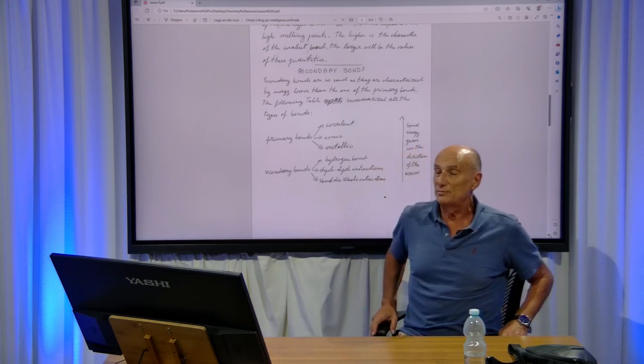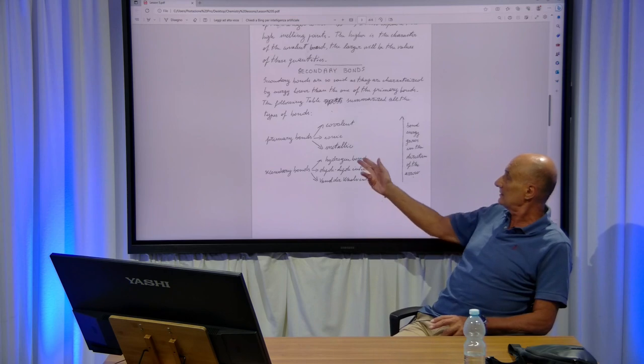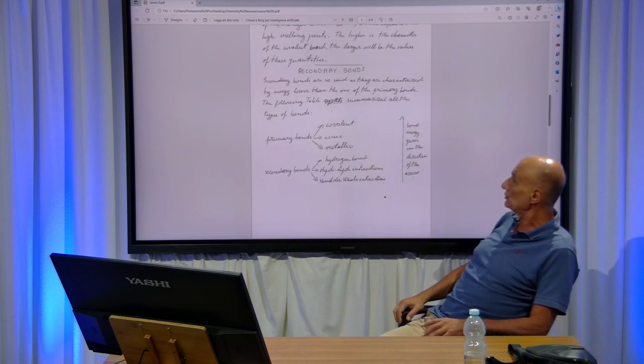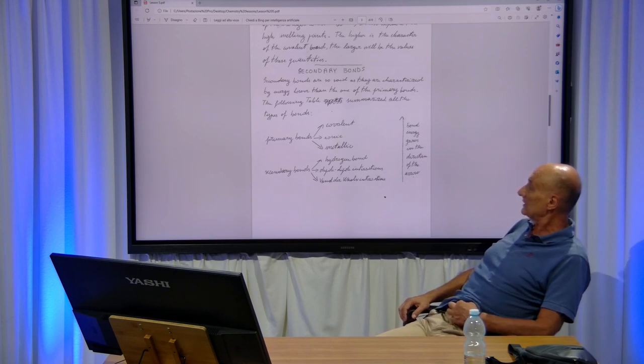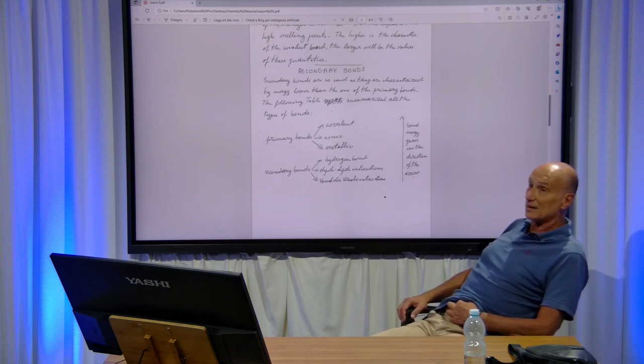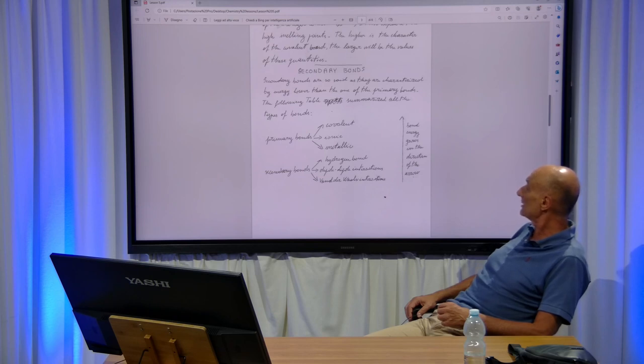Up to now we have been talking about primary bonds. Look at the table that I'm going to show you on the blackboard. Primary bonds are covalent, ionic, and metallic. But there are also other types of bond, which are called secondary bonds, namely the hydrogen bond, the dipole-dipole interaction, and the van der Waals interaction.